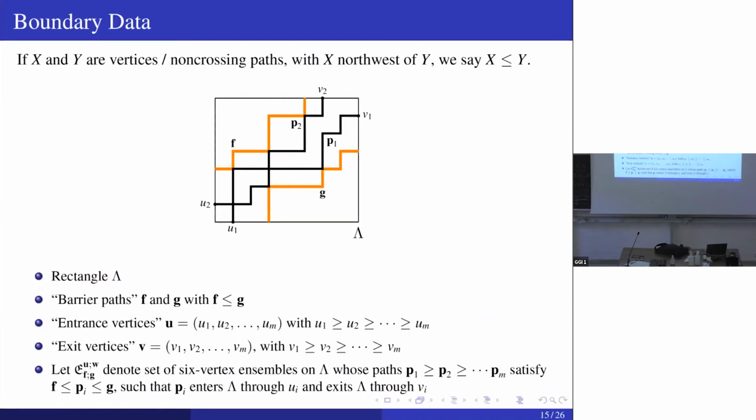Okay, and we'll let E sub FG, superscript UV, be the set of all 6 vertex ensembles on lambda whose paths are all between the barriers F and G, and such that the entrance vertices are U1, U2 all the way to UM, and the exit vertices are V1, V2 all the way to VM. So this is just labeling boundary conditions.